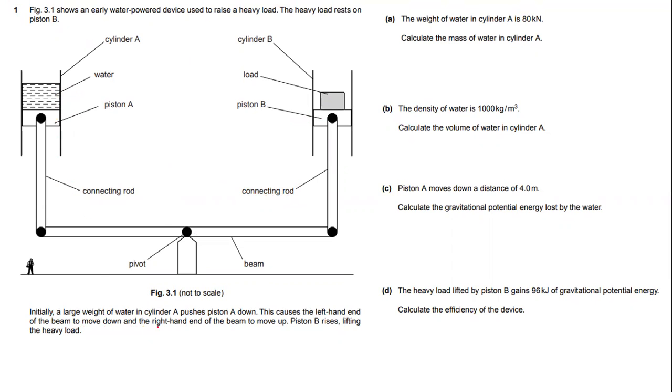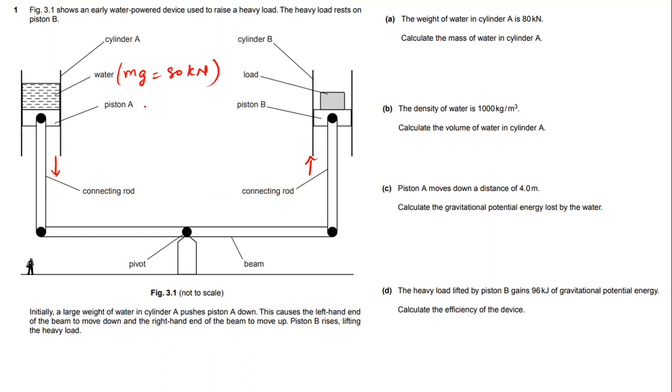Initially, a large beam of water in cylinder A pushes the piston A down. So if you put more mass here, you can expect that the piston will come downwards like this. This causes the left hand end of the beam to move down and the right hand end of the beam to move upwards. So this will now start moving upwards, lifting the heavy load. The weight of the water in cylinder A is 80 kilonewtons. So this mass m times g is given as 80 kilonewtons.